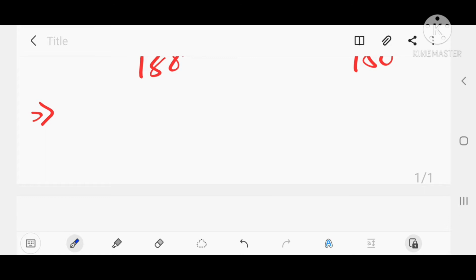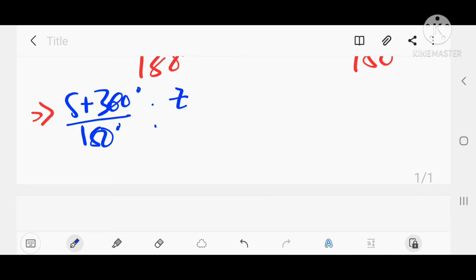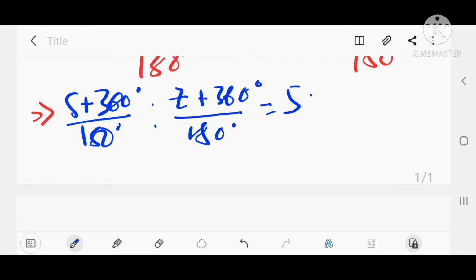the ratio of the sides: (s plus 360 degrees) on 180 degrees is to (z plus 360 degrees) on 180 degrees. That should be equal to 5 to 4.